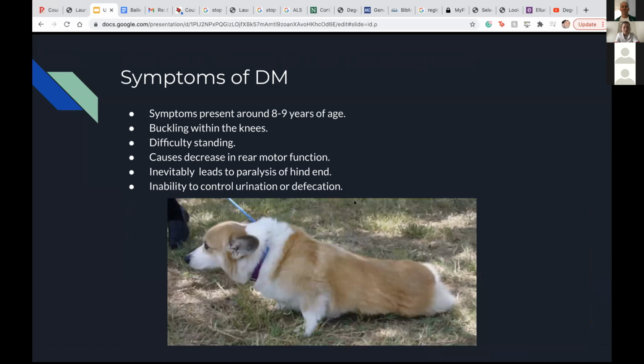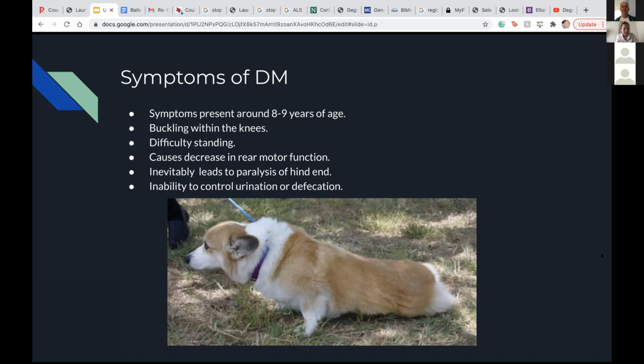Okay. And so the symptoms of DM. The symptoms usually present around 8 or 9 years of age, but you can see it a little bit before and you can see a little bit after. That's kind of just the average that symptoms start to present. You're going to see buckling within the knees in the beginning stages, like you saw with that German Shepherd I just showed. Difficulty standing. This causes decrease in rear motor function.